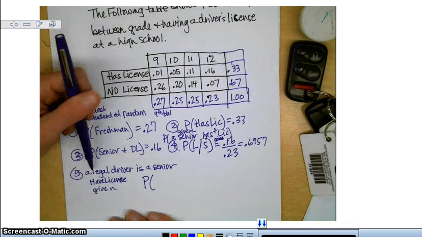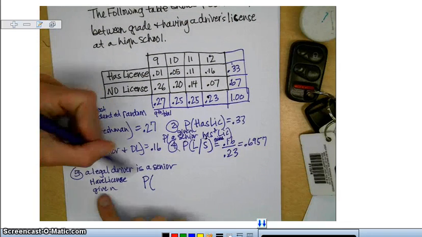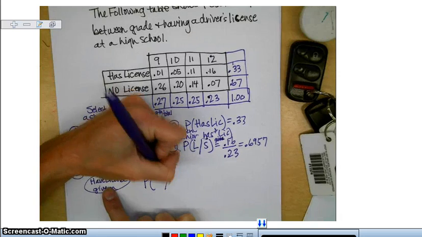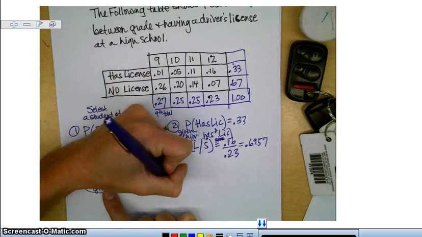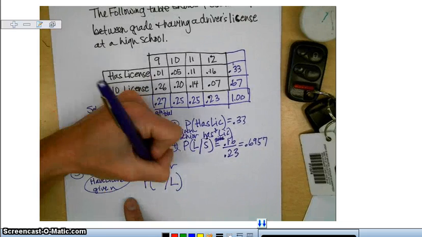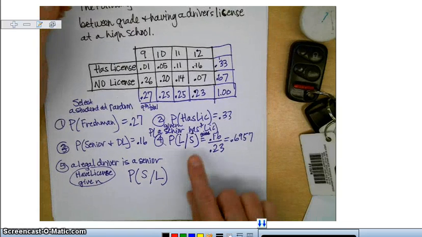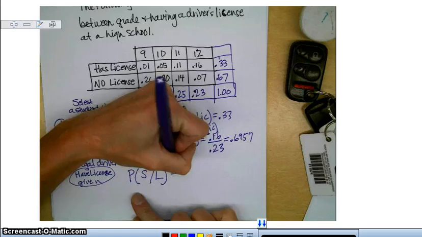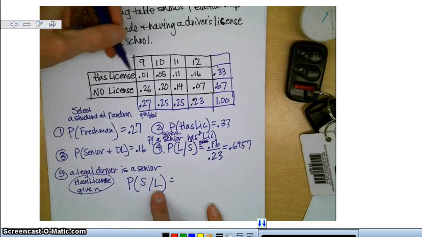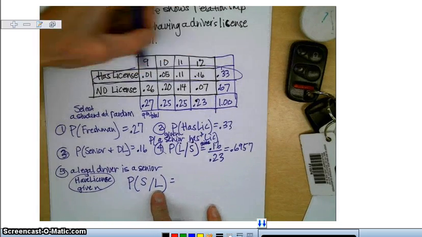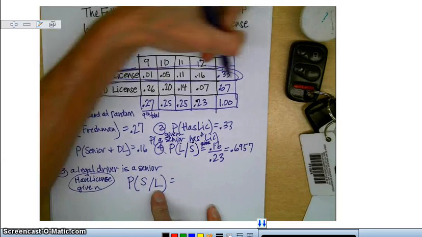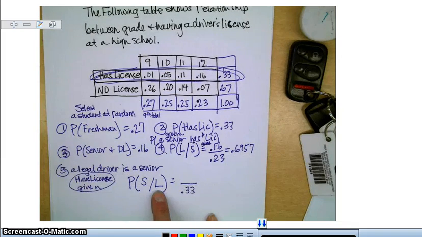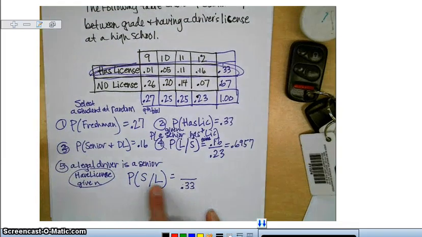So now down here we're doing something very similar. This is the given part, that they have a license. We want to know what's the probability that they're a senior. So it's like the backwards of this problem, not the same thing. So now, knowing that they have a license, if we go up here, it narrows us down to that row right here. So we're only dealing with 33% of the people who have their license. Of those, how many are seniors?